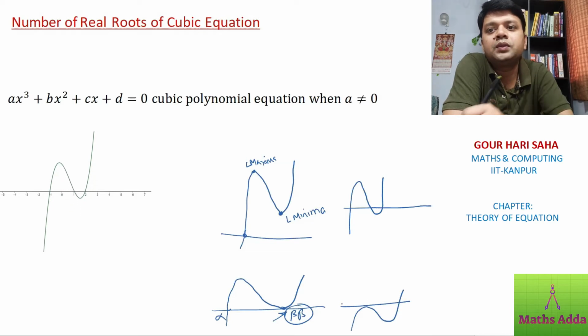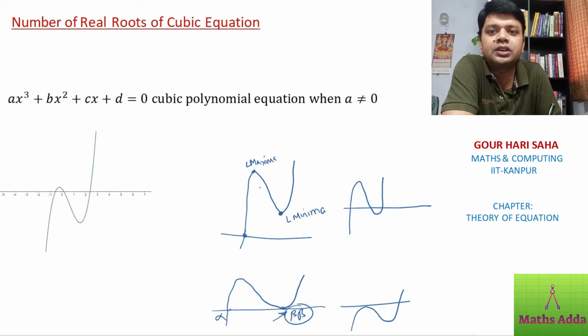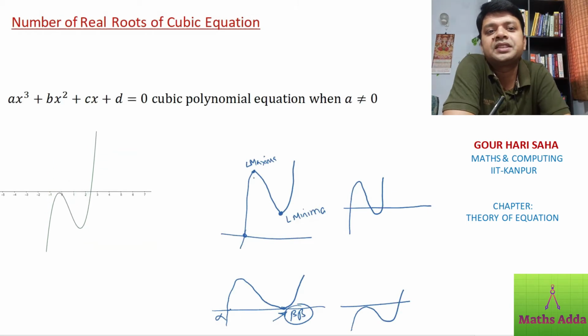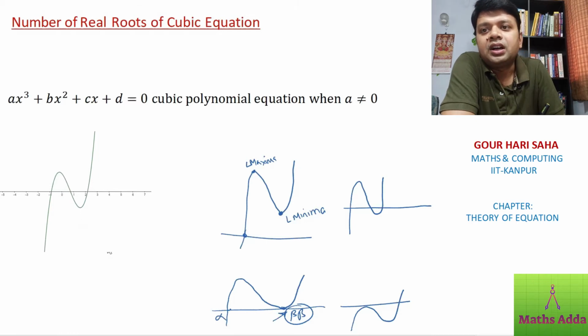So what we understood from this graph is that if it has a graph like this one, and both maxima and minima are on the same side, then it will have one root. If maxima and minima are on the opposite sides of the x-axis, then it will have three roots, right? Now let us look at the other part.